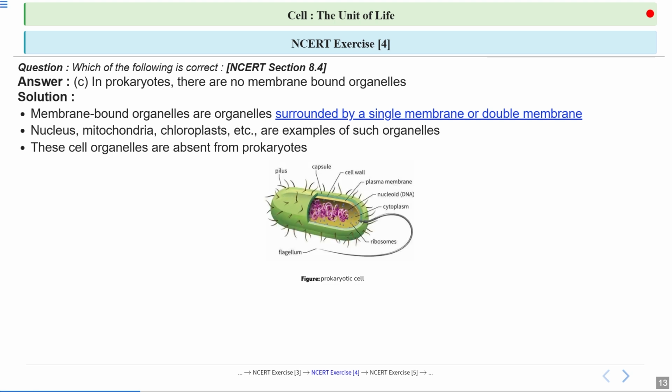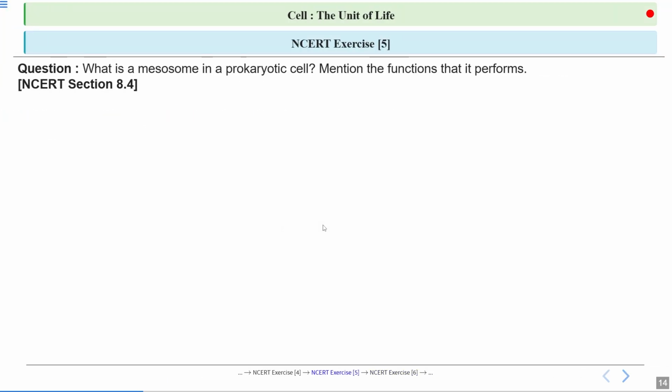This is a prokaryotic cell. You can see instead of a nucleus, they have a nucleoid. Cell membrane-bound organelles are absent. Next, what are mesosomes in a prokaryotic cell? And you have to mention the function that the mesosome performs.